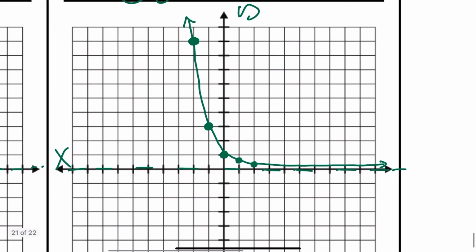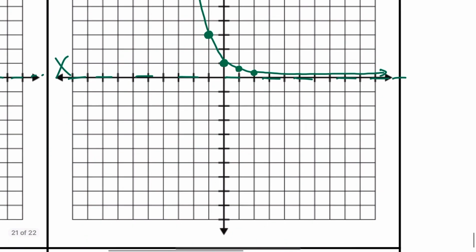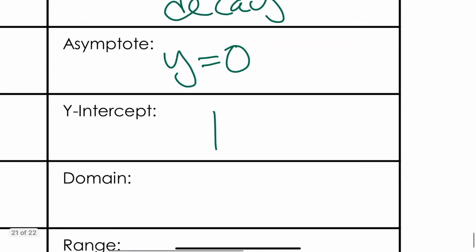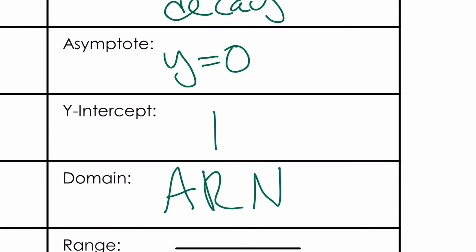All right, let's take a look at our y-intercept. This is my y-axis. Where does it hit? Right here. That's at 1. So my y-intercept is 1. Domain. Domain is going to be the same thing every single time. Our domain is all real numbers, or ARN, every time.